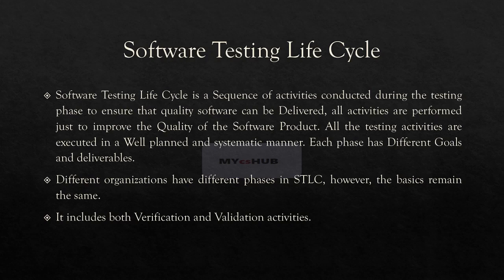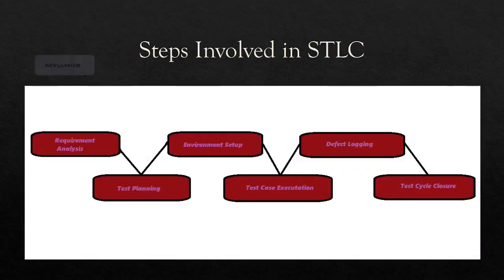Different organizations have different phases in STLC. However, the basics remain the same. Software testing lifecycle includes both verification and validation activities. Following are the steps involved in the STLC. The first one is requirement analysis, then test planning, environment setup, test case execution, defect logging, and test cycle closure. Now let me explain each and every step one by one.